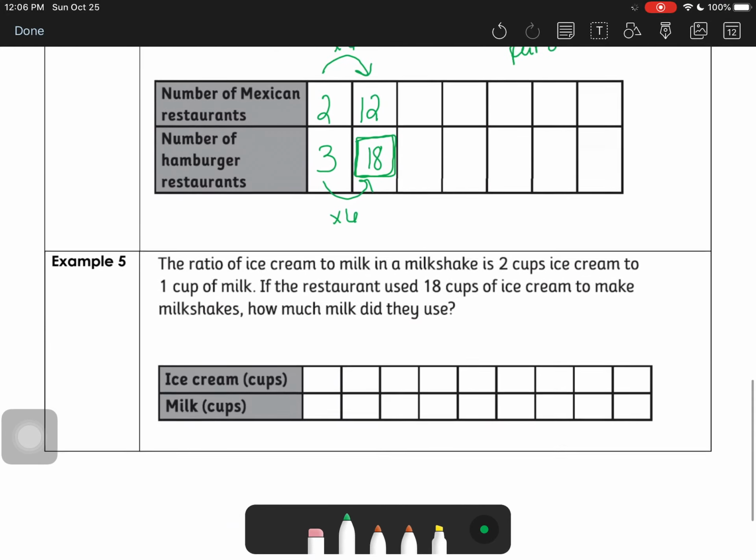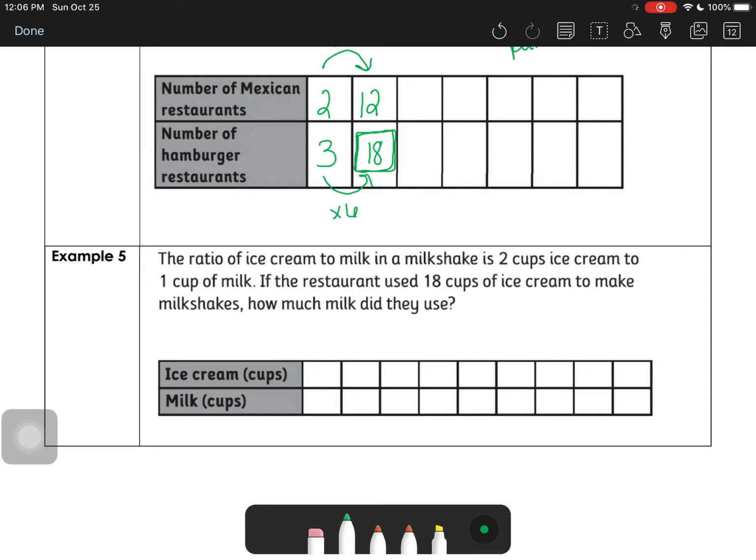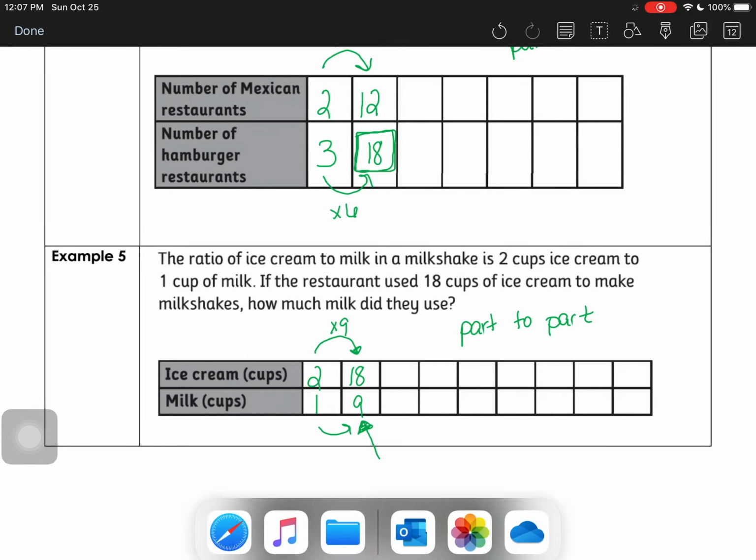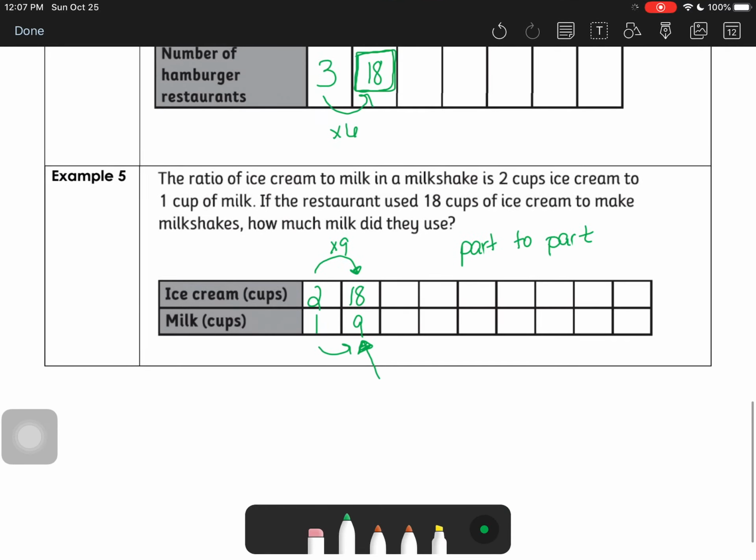All right, let's look at the next example. The ratio of ice cream to milk in a milkshake is 2 cups of ice cream to 1 cup of milk. If the restaurant uses 18 cups of ice cream, how much milk would they use? What do you do to the 2 to get 18? We multiply by 9. So if we multiply 1 by 9, we know that there would be 9 cups of milk. This is going to be a part to part because our milkshake is part ice cream and part milk. So we have now been working on equivalent ratios, which is solving with proportions.